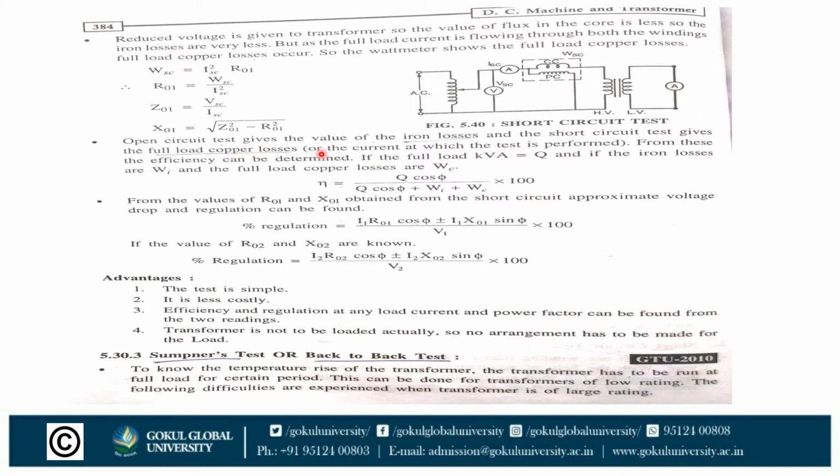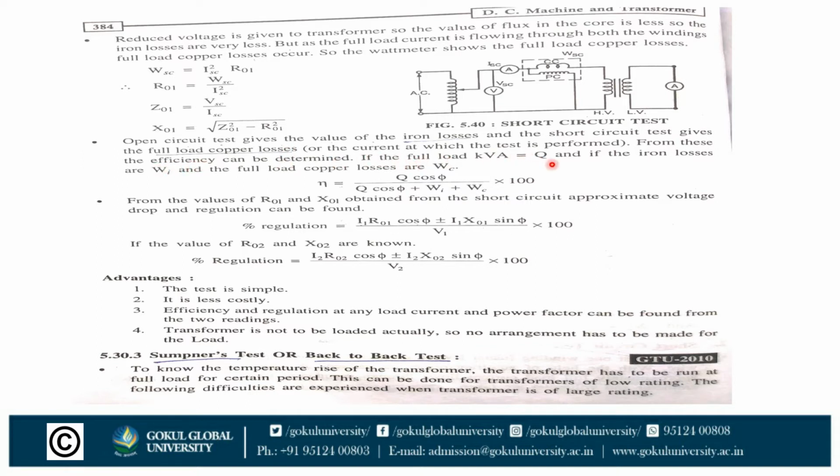Now open circuit test gives the value of the iron loss, and the short circuit test gives the full load copper loss. Remember this point, open circuit test gives the iron loss and short circuit test gives the full load copper loss. Okay, now from this we can find out the efficiency.